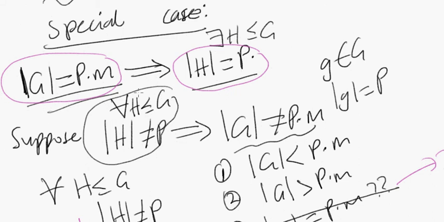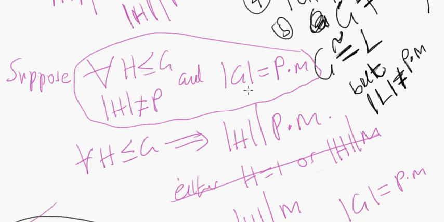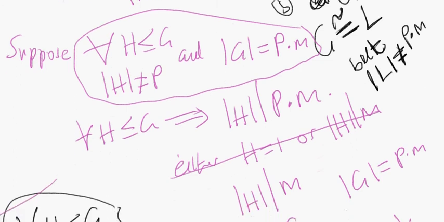So the whole point was to assume order of G equals P times M, and order of H does not equal P for any H subgroup of G, and obtain a contradiction, right? Isn't that what we did? Suppose that there's a subgroup H of G, order of H does not equal P, and order of G equals P times M. Suppose these statements are simultaneously true. Can we obtain a contradiction?